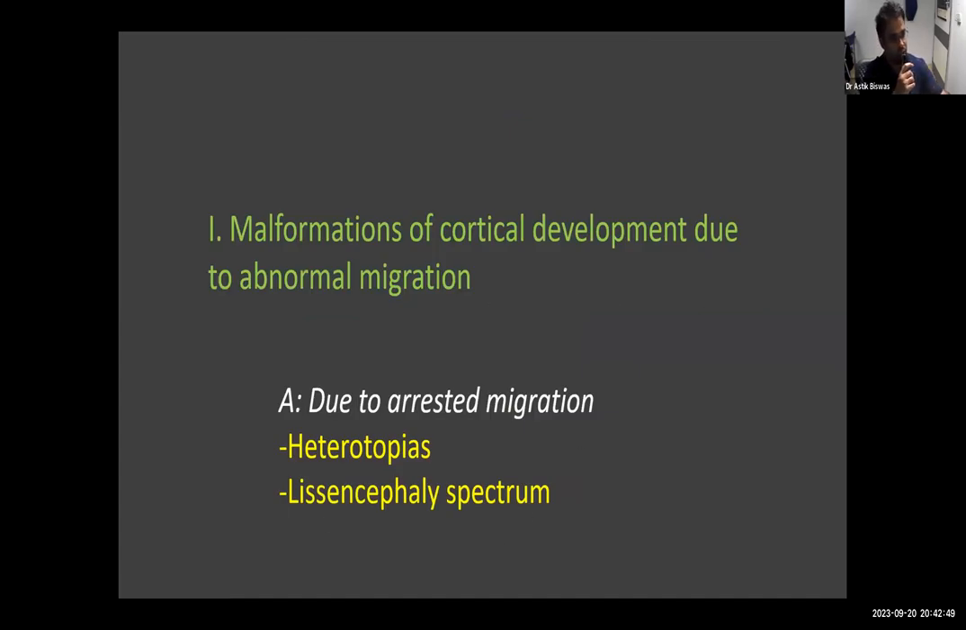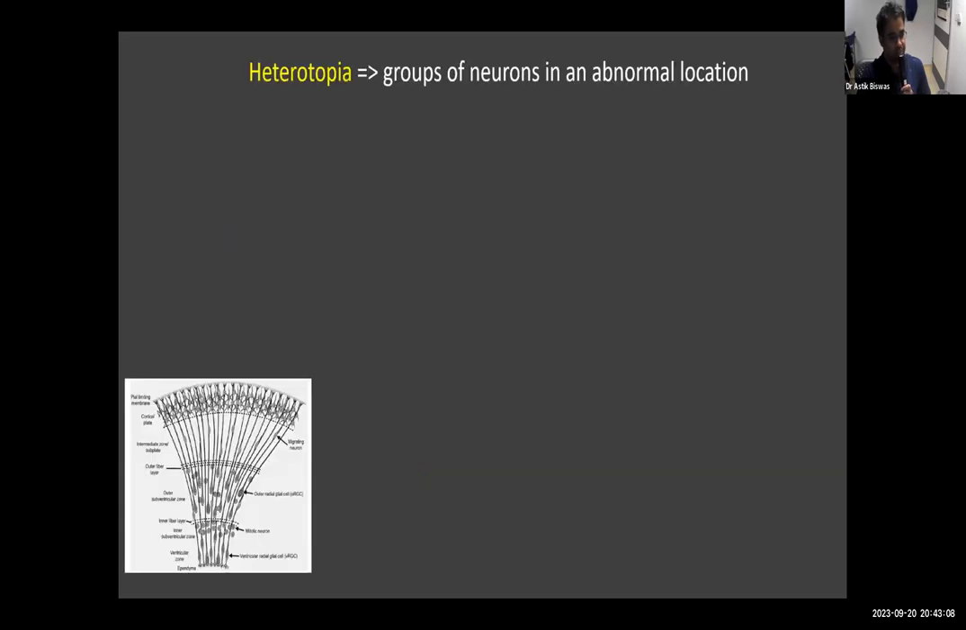Moving on to malformations of cortical development now due to abnormal migration. So starting off with arrested migration. These can be because of any process that arrests migration from the ventricular zone up to the marginal zone. So we look at heterotopias and the lissencephaly spectrum here. What are heterotopias? As a simplification, you can just call them groups of neurons in an abnormal location.